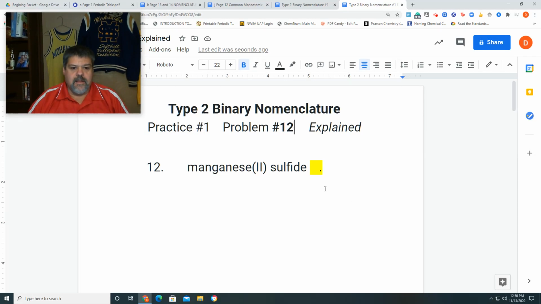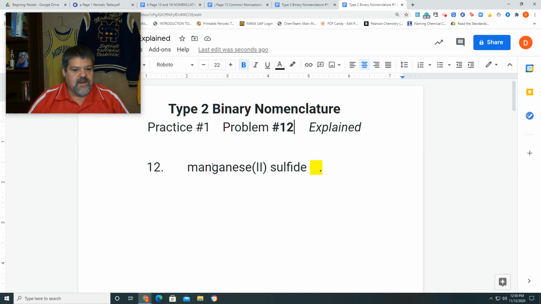Hi guys, today we're on type 2 binary nomenclature. We're still on practice sheet number 1, but this time it's problem number 12. Again, we're figuring out what is the formula from the name. So here's the name, manganese 2 sulfide.